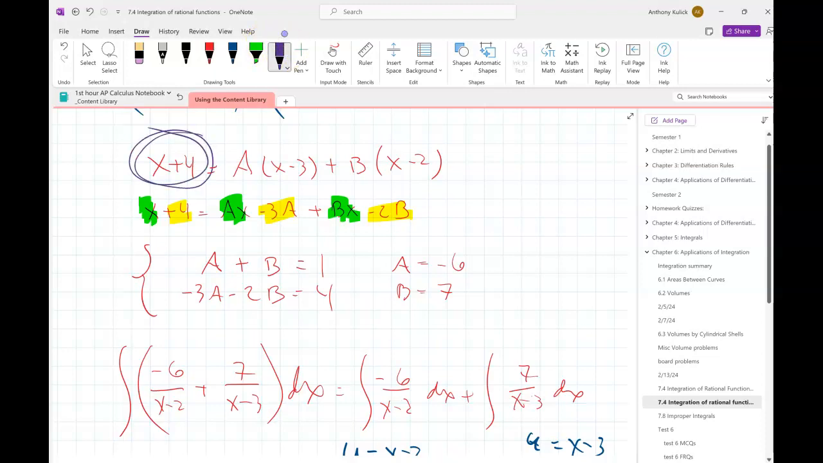Right here, right? So if I made a common denominator now with negative 6 over x minus 2 and plus 7 over x minus 3, make common denominator, add those together, I'll end up back at x plus 4 over x squared minus 5x plus 6.